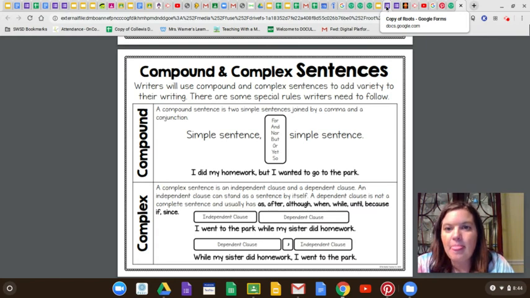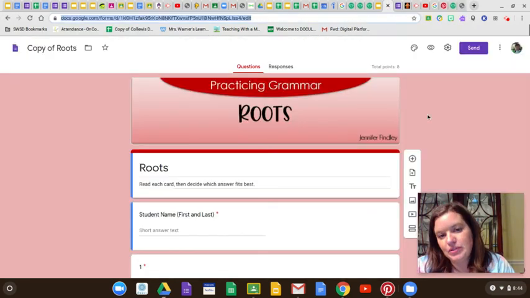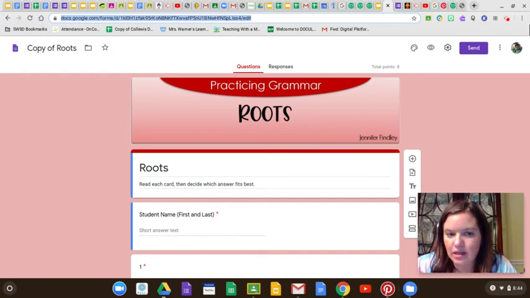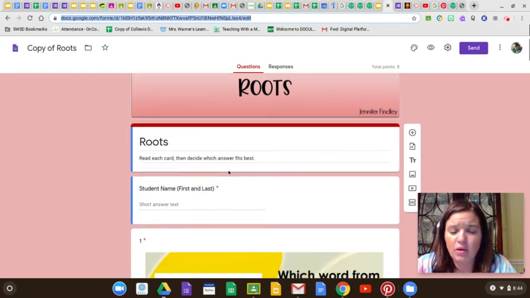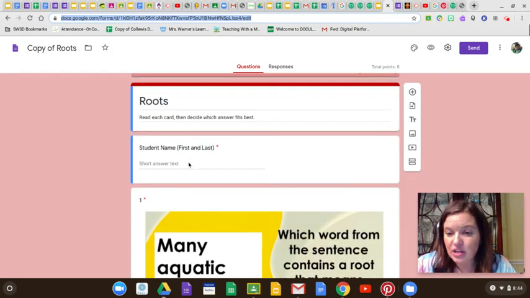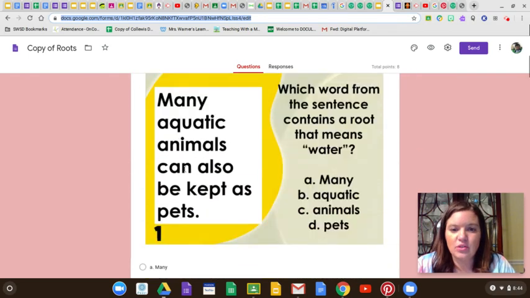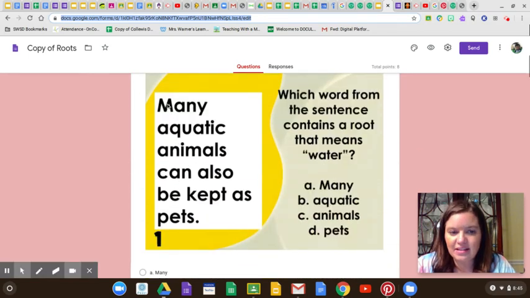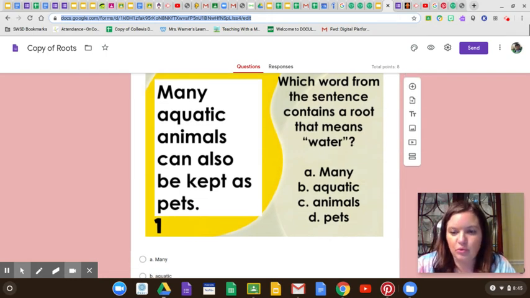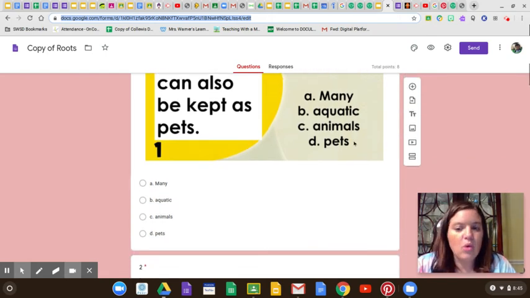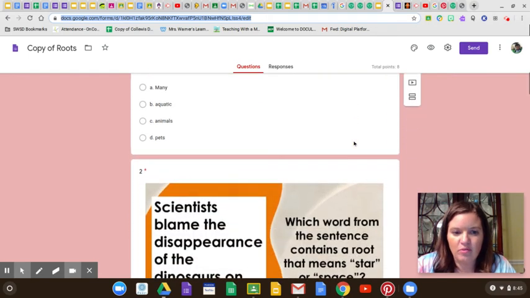The first one is practicing roots. So it's grammar, vocabulary, practicing roots, which we've done all year long. There's 8 questions, and it's going to give you a sentence. So many aquatic animals can also be kept as pets. And then it's just saying which word from the sentence contains a root word that means water. So which word has a root word that means water? All of these we have gone over before.